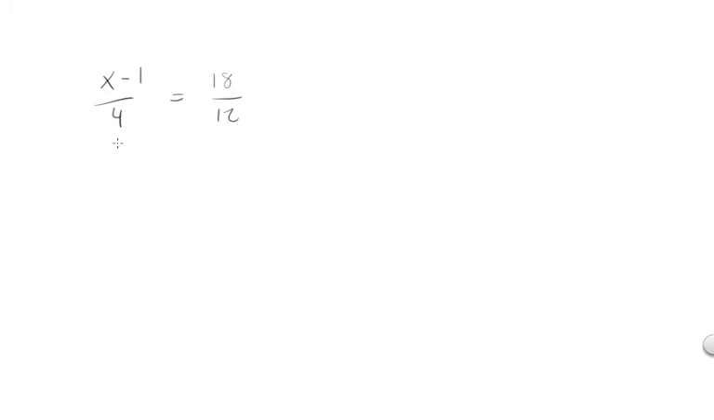Okay. And then let's multiply by 4 on both sides, and we'll get x minus 1 equal to 18 times 4 over 12. And we can simplify this. This has got a factor of 4 to cancel with that, and this has got a factor of 3 to cancel with that. So we get x minus 1 equal to 6. Then we add 1 to both sides, transpose that negative 1 over there, and we get x equals 7.